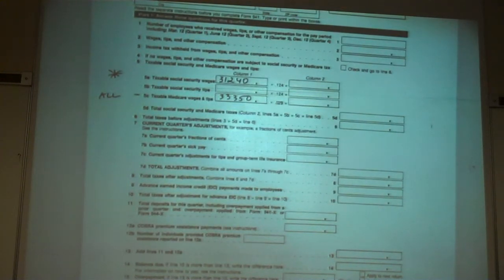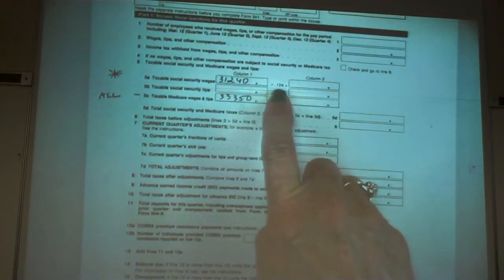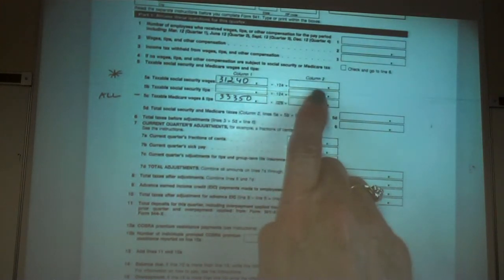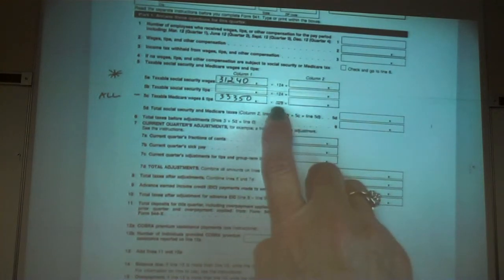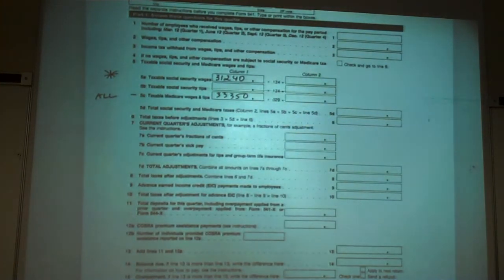Now on our 941, it asks us to multiply using their percent. So it's 0.124 to come up with this number, and it's 0.029 to come up with this number. So if you'll multiply that, and then we'll check to see if we have the same number.